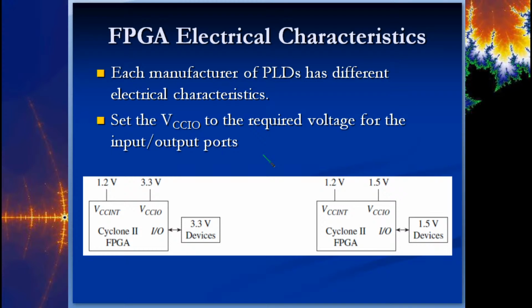And so, it does have inputs and outputs that you can use as well, like exterior. Like if you wanted to talk to an Arduino or something, there's a mechanism for that to happen. So it says each manufacturer of PLDs has different electrical characteristics, and it says set the VCC input output to the required voltage for the input output ports. Okay, so you can actually determine what type of chip you're using, and then change what these voltage levels are.